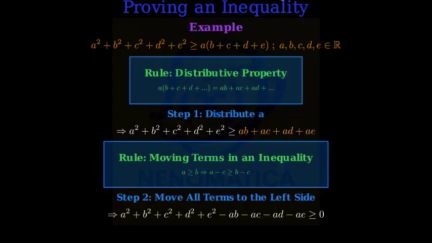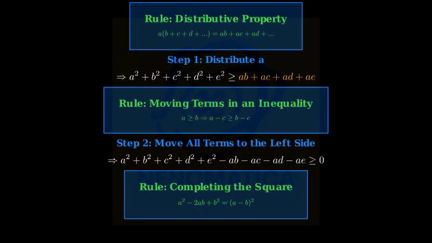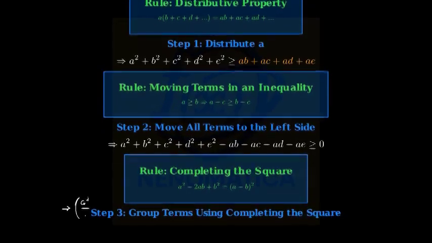Now, comes the clever part. We'll rewrite the left side by grouping terms using the method of completing the square. The general formula for completing the square is a squared minus 2ab plus b squared equals the square of the difference of a and b. To use this, we'll first break down our expression.